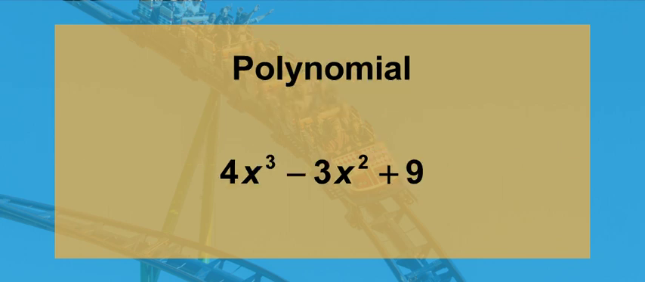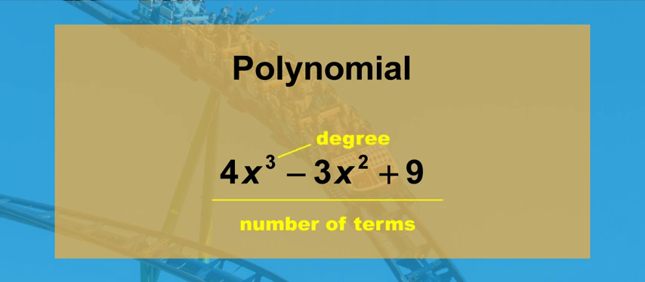When you are working with polynomials, there are 2 things to consider. The first, which you've already explored, is the number of terms. The second is the degree of the polynomial. The degree is the numerical value of the highest exponent. So, the polynomial you see here is a trinomial of degree 3.